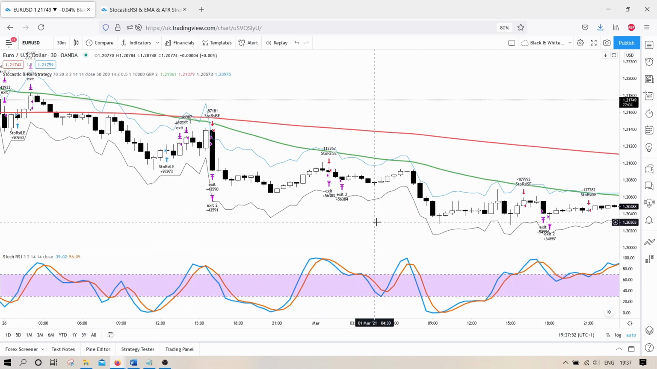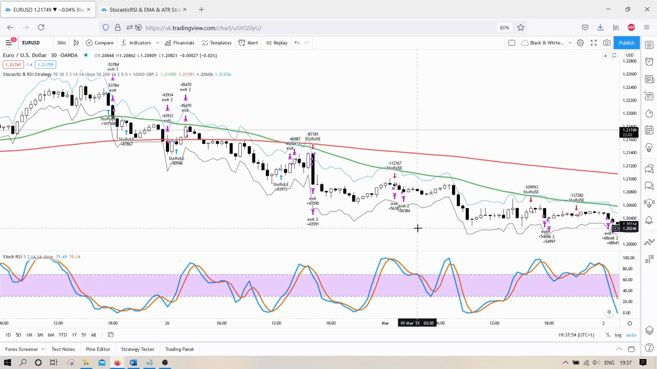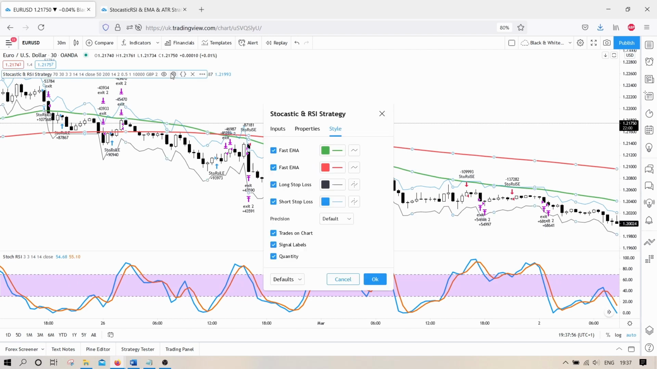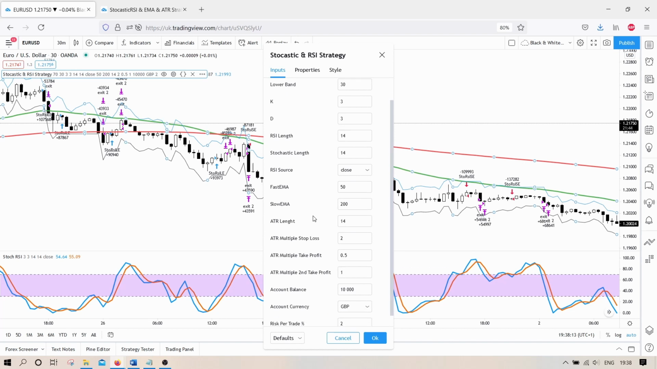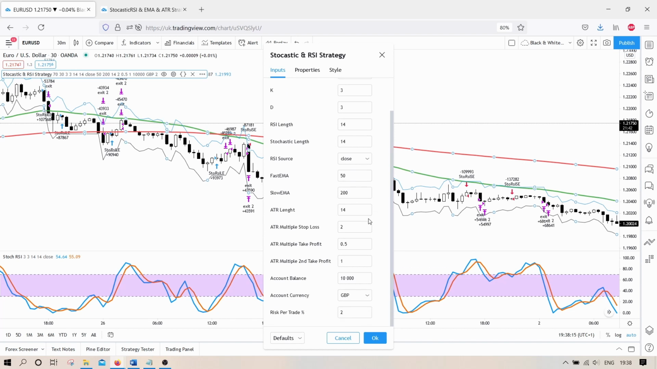Now let's go over the settings of the strategy. At the top of the inputs, we have the parameters for the stochastic RSI. All these parameters are adjustable. I believe 30 and 70 lower and upper bands for the stochastic RSI give you the best results. Then we have our EMA settings. By default these are 50 and 200 period EMA. Then we have the ATR length. By default this is set to 14.